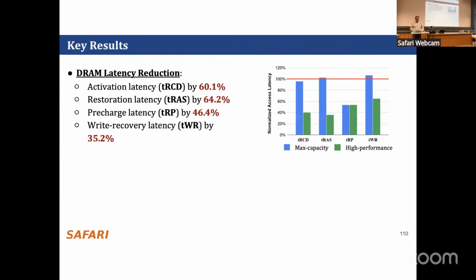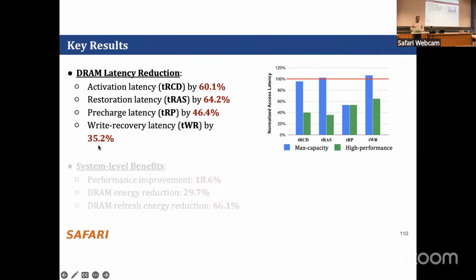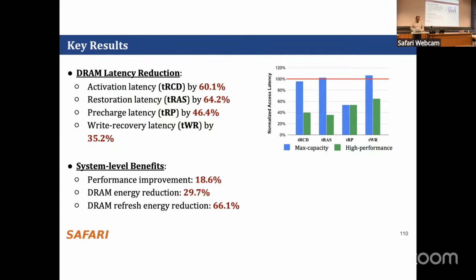Okay, so there are some results here. For the performance activation latency, we reduced it by 60%. Restoration latency also has been reduced, as well as precharge latency and write recovery latency. Overall, this comes with a system level benefit of around 19% performance improvement, around 30% energy reduction, and 66% DRAM refresh energy reduction.